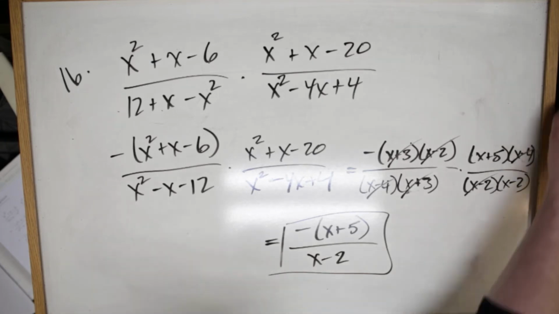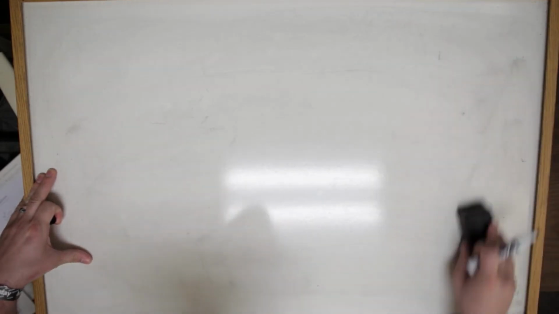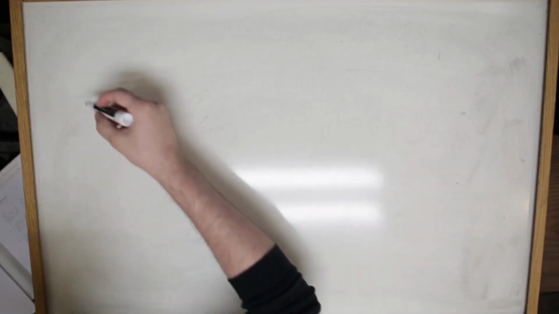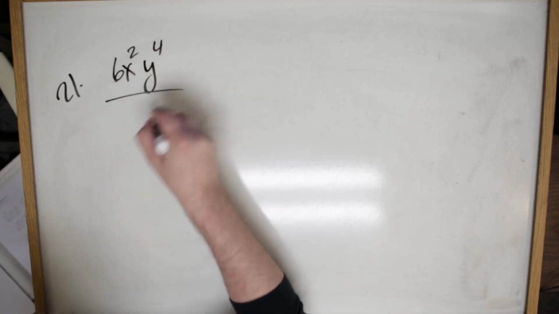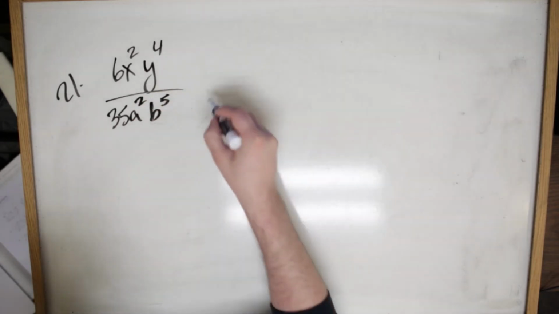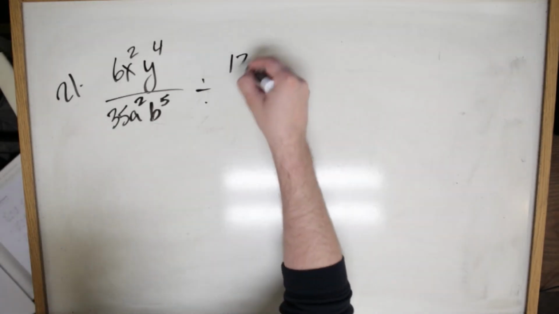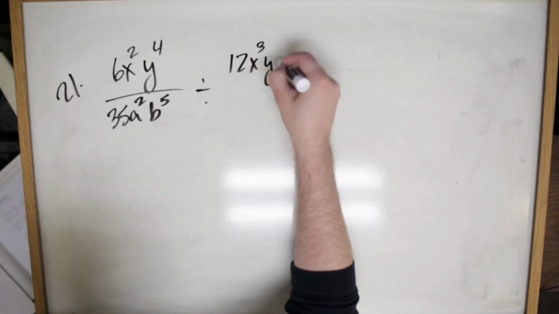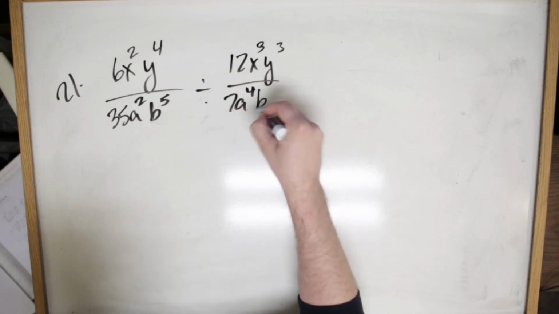All right, so that's the first question. Let's go ahead and keep going. I was not exaggerating when I said there's a lot of factoring, because that's pretty much what most of this is made up of. 21, we're going to do 6x squared, y to the 4th, all over 35a squared, b to the 5th, divided by 12x to the 3, y to the 3, all over 7a to the 4th, b to the 5th.